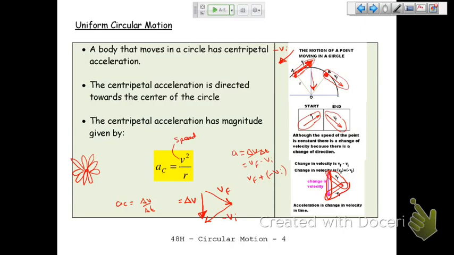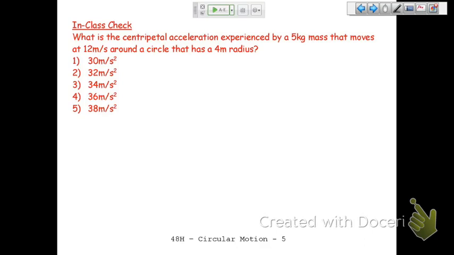We'll figure it out in lab. For the moment, just know that that's the case. So what is the centripetal acceleration experienced by a 5 kilogram mass that moves 12 meters per second around a circle of 4 meters radius?